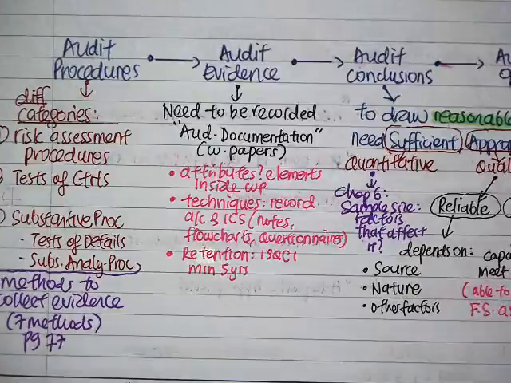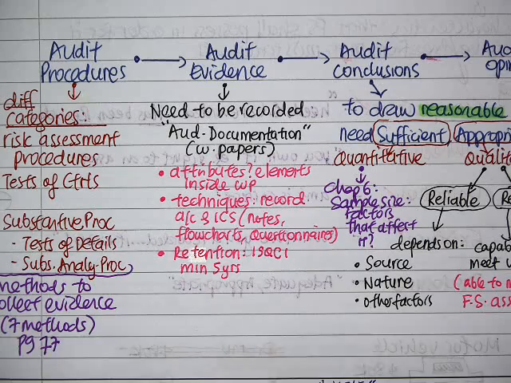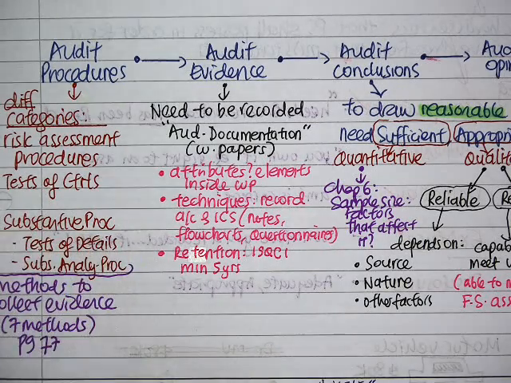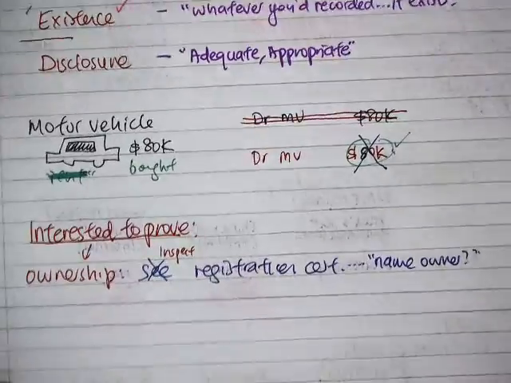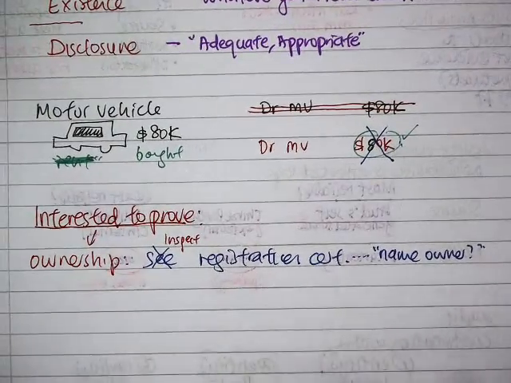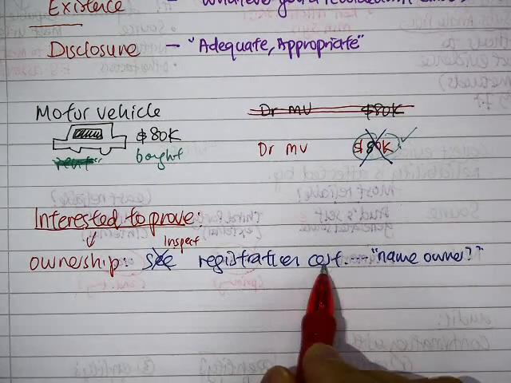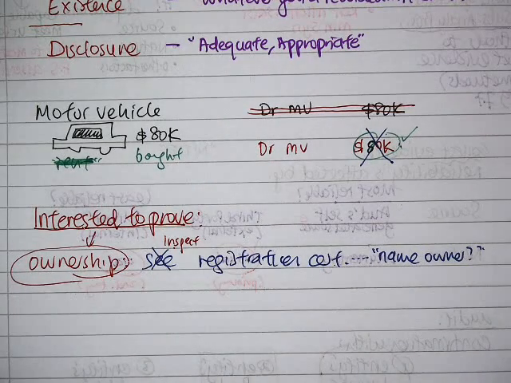Inspect is a method. Inspection is a method, and the method is part of your substantive procedure, because you are trying to prove whether this car belongs to the entity. That's exactly what you do. So now you think: you are inspecting the registration certificate to prove what? To prove the owner.